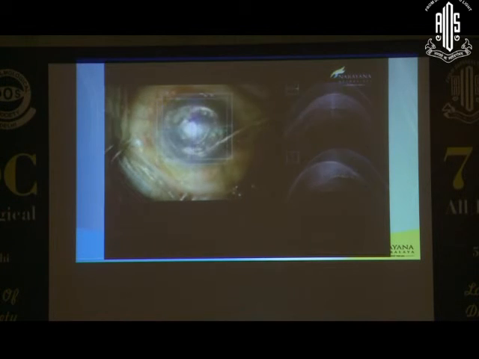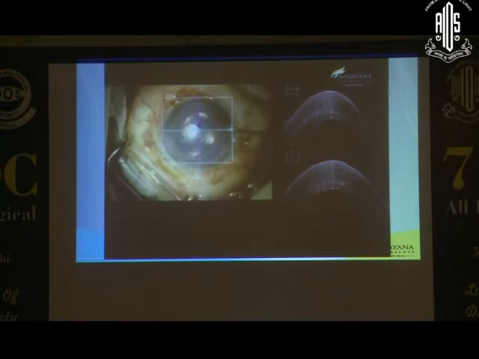This is a great relief for the surgeon because at the end of the procedure we are sure the graft is adhered. Otherwise we have tantalizing times post-operatively and we think whether the graft is attached or not until the time we wait for the first post-operative day.